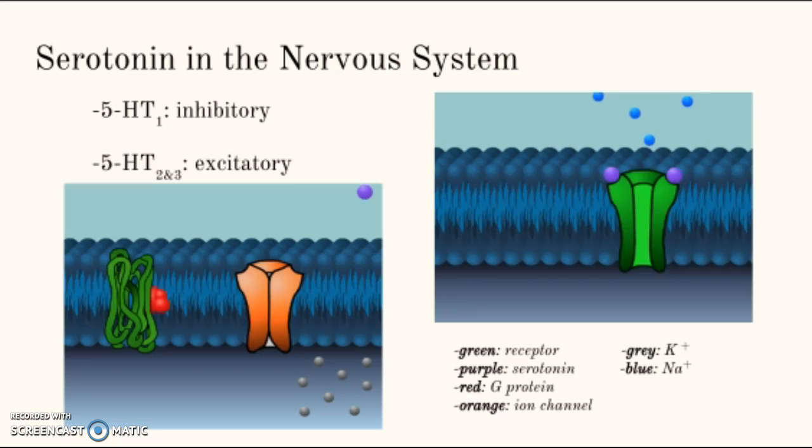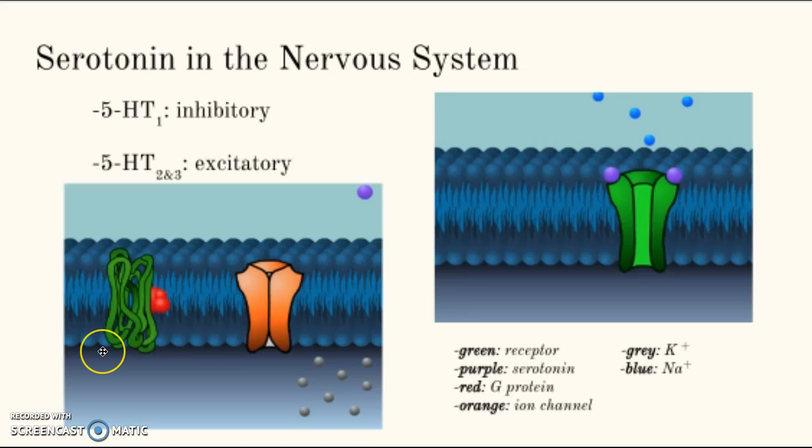There are 15 types of serotonin receptors, which can be grouped into three main families based on the way they operate: 5-HT1, 5-HT2, and 5-HT3, and are either excitatory or inhibitory. 5-HT1 receptors are inhibitory and have the greatest affinity for serotonin.